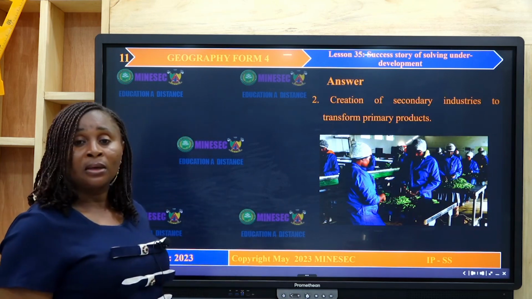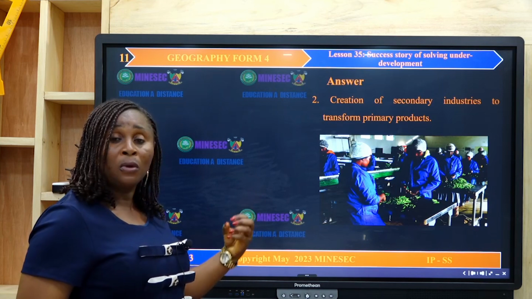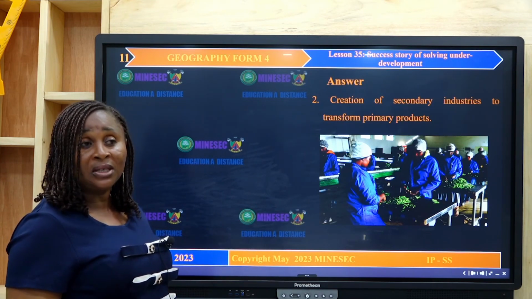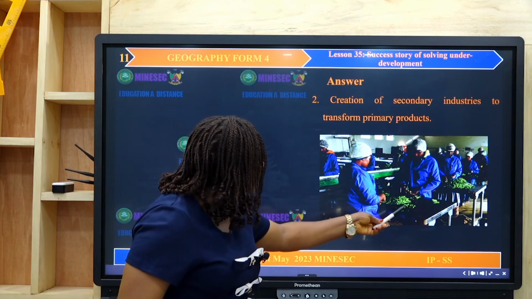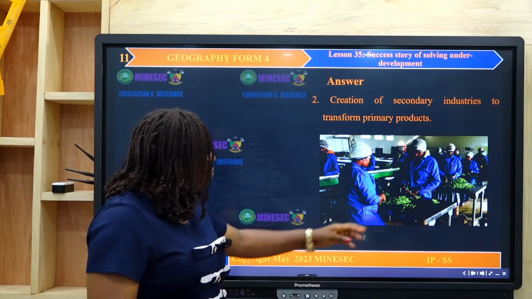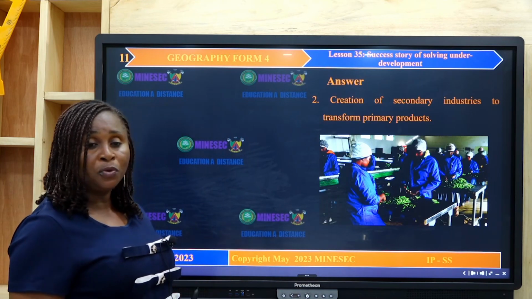The next solution to poverty is to transform our primary resources. We add value to our primary resources by transforming them. If you look at what these people are doing, they are in a factory and they are struggling to transform raw materials into semi-finished or finished products.